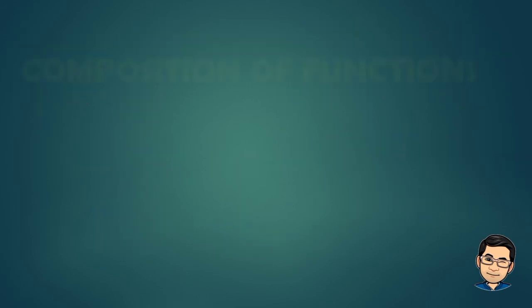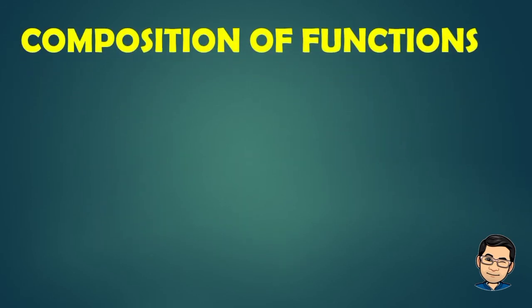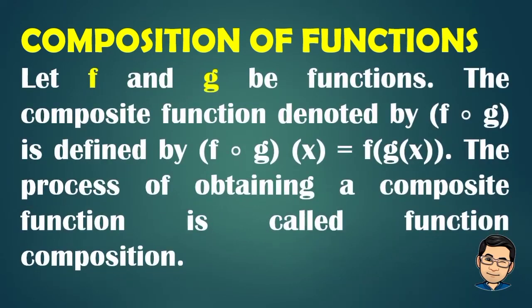Okay, let's have composition of functions. Let f and g be functions. The composite function denoted by f circle g is defined by f of g of x is equal to f times the quantity of g of x. The process of obtaining a composite function is called function composition.